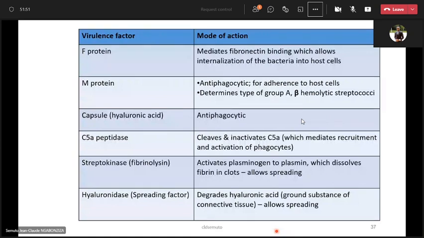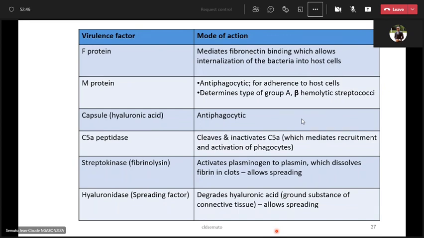So as virulence factors, we have quite a huge number of them. One is the F protein, which mediates fibronectin binding, allowing internalization of bacteria into host cells. So the bacteria can get inside the cell using this F protein. It also has M protein that is antiphagocytic, allows adherence to the cell, and allows grouping, group A, which is beta hemolytic streptococci. We also have capsule for some strains, and it is, of course, antiphagocytic.